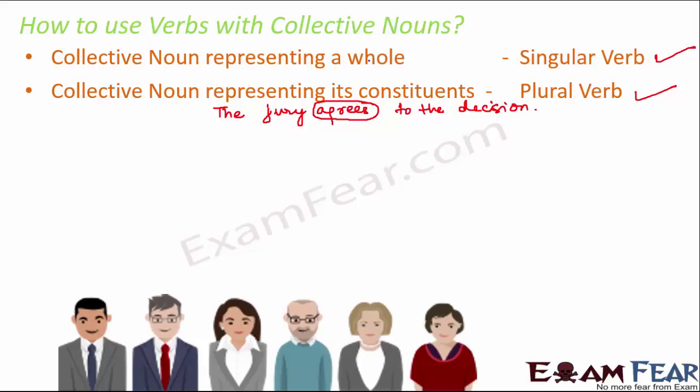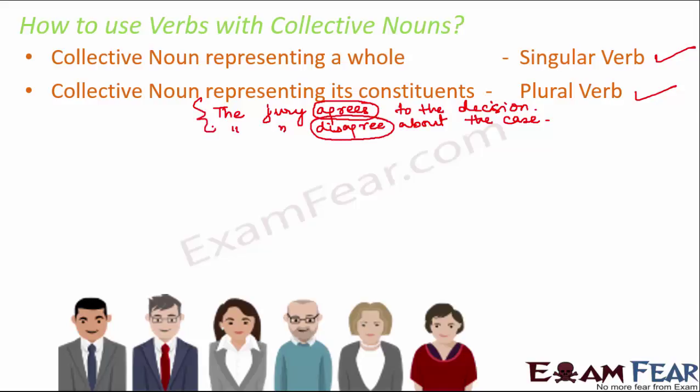Whereas if we write a statement like this, the jury disagree about the case. So in this case, the jury is not agreeing, the jury disagree. In that case, we are actually talking about the members of the jury who are disagreeing. So here the jury is not working collectively. So here the jury is not representing the whole. Here the jury is talking about its members who are also disagreeing. So some members have some opinion, the others have a different opinion. So therefore in this case, we use a plural verb.